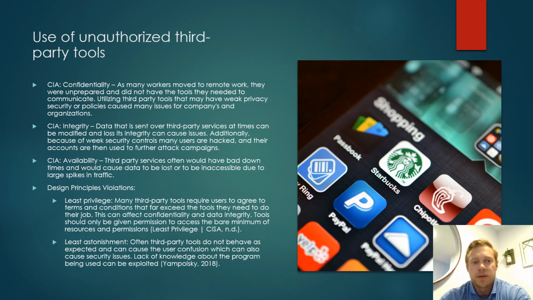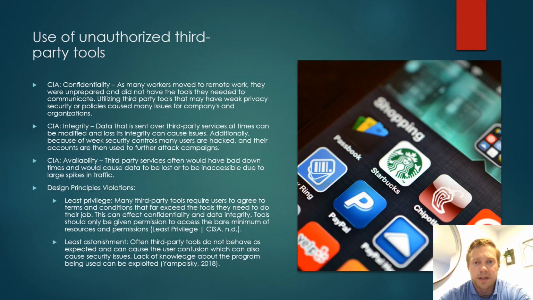Now let's talk about the use of unauthorized third-party tools. As many people started working from home, not all companies had the tools that they needed for communication. And this led people to use third-party tools. Confidentiality was a huge concern when this happened because third-party tools often had terms and services that were different. We didn't know what information they were looking at and what information they were using. So that's something to consider within the CIA triad.